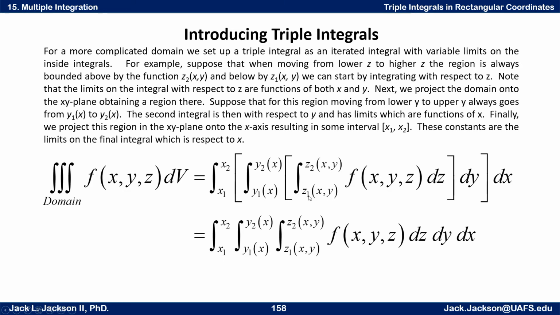So here, our lower limit is given by some surface, z1 of x, y, and our upper limit is given by z2 of x, y. Notice these are functions of x and y. They won't have z in them, but they'll have formulas that have x and y.